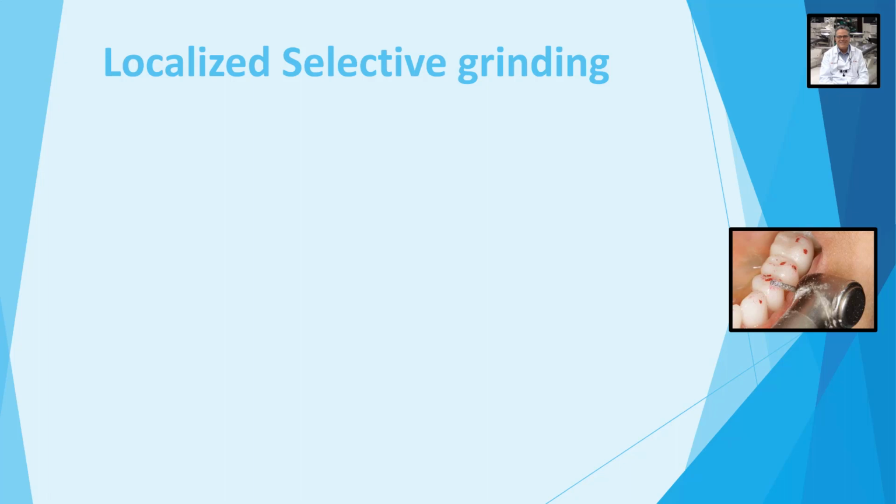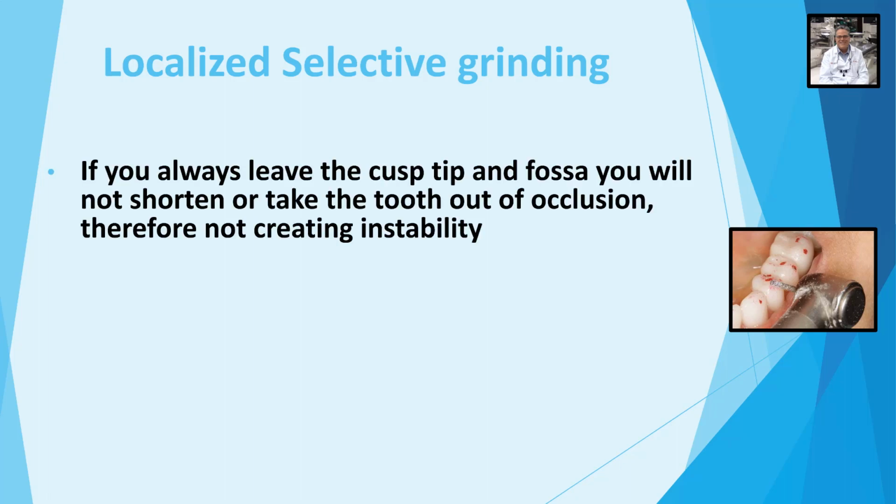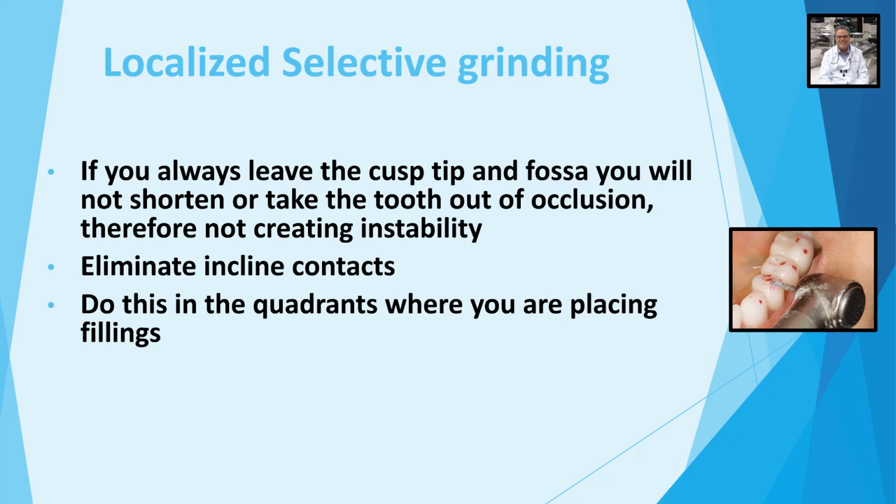Now, sometimes you're seeing someone and you're in the middle of something and you are not ready, or it's not time yet for a full calibration, and you might need to do a little bit of localized selective grinding. If you always leave the cusp tip and fossa, you won't shorten, you won't take the tooth out of occlusion, and you won't create instability. So the key is don't touch the tip or the fossa, but you can touch the inclines in between. And you can eliminate these incline contacts. And sometimes you're working in an area, you're putting the filling in, and you see it, and it's good right then to get rid of some of those inclines as you see them.